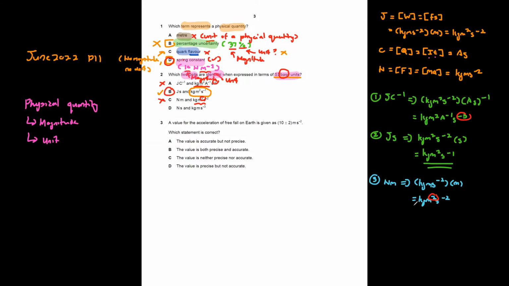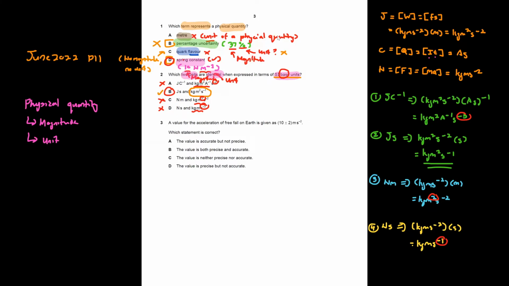Then if you look at D, where it's Newton second, this one again is kg meter per second square times with second, you will get kg meter second negative 1. So this one, if you compare it with the units written here, is also wrong, because this is negative 1, but this is negative 3. Okay, so the answer is obviously going to be B here.